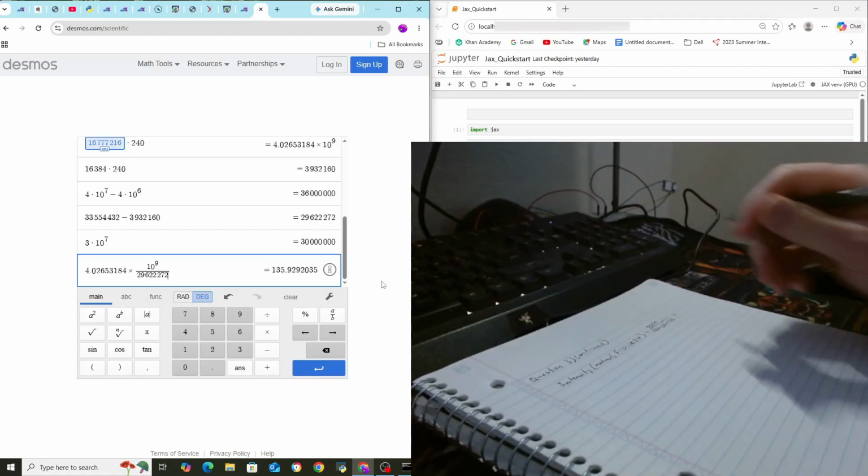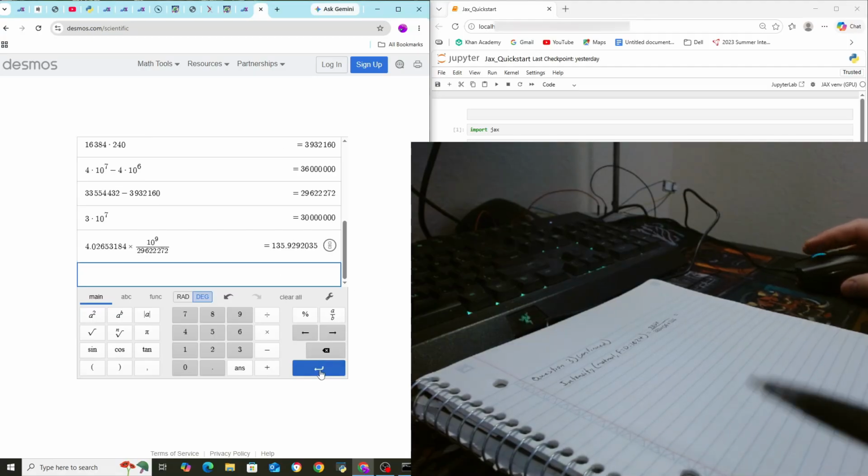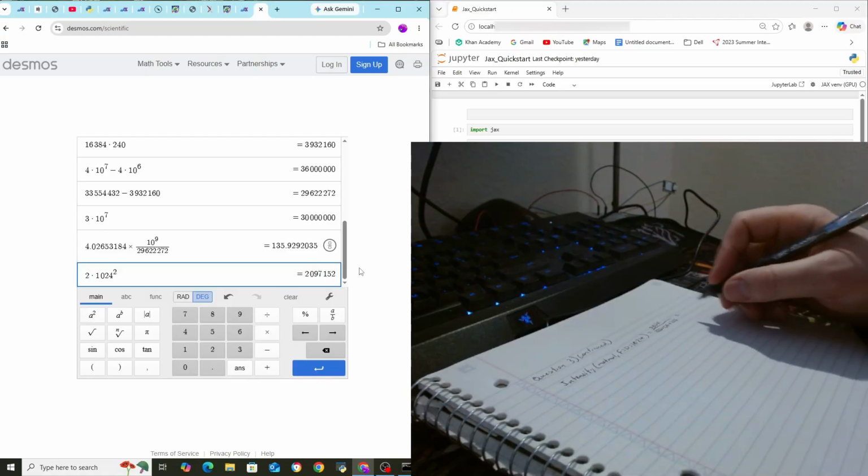Now, next thing is putting in the actual numbers here. So the intensity of matrix multiplication changes now. Let's do 2 times 1024 squared. 1024 squared equals 2,097,000.